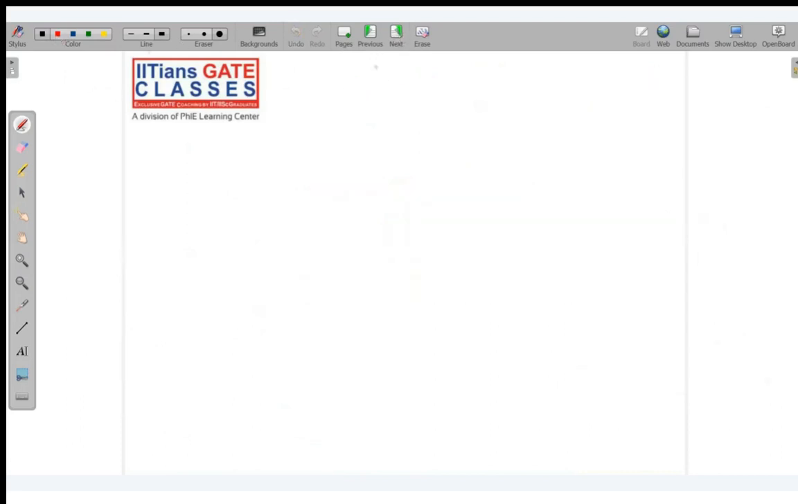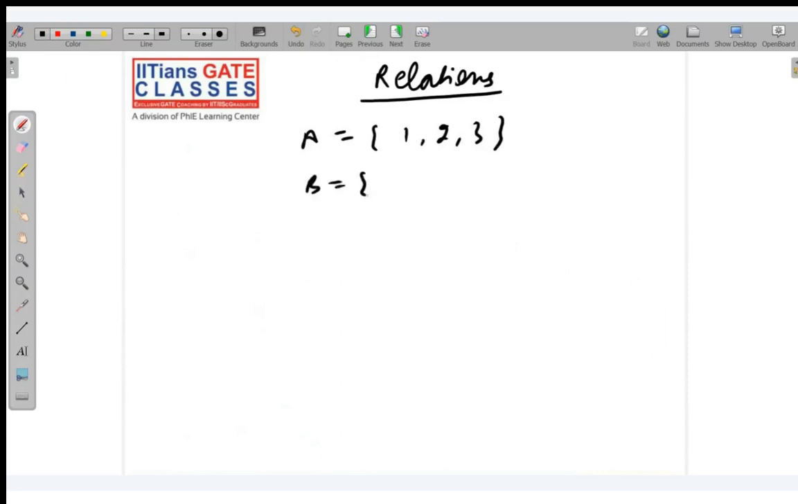Okay, so now we are going to start our new topic. Introduction to sets is over. Now we are going to start relations. Let me give you a small idea. We have a set A which has 3 elements 1, 2, 3, and a set B which has 2 elements, say a, b. So here the number of elements is 3, here the number of elements is 2.